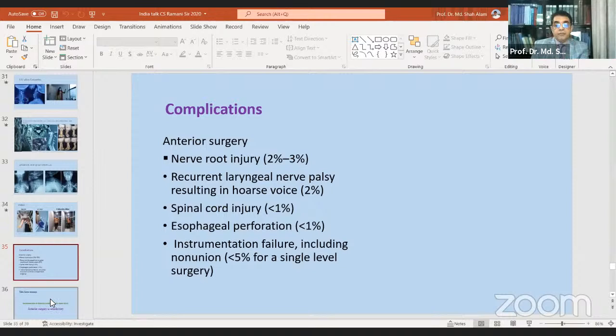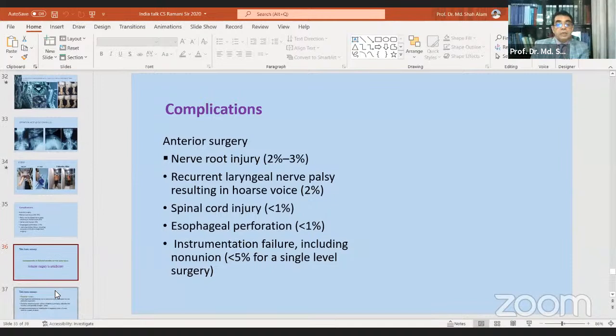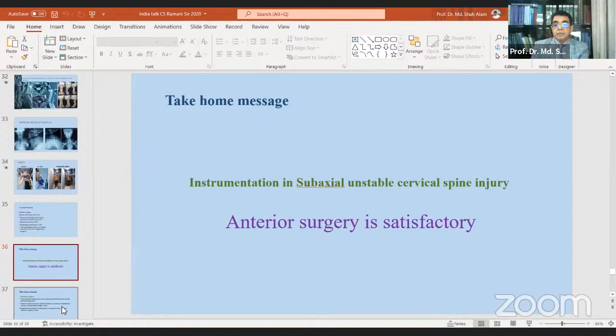I would like to say, the take home message: in instrumentation for subaxial unstable cervical spine injury, the anterior surgery is mostly satisfactory, and we are doing it.